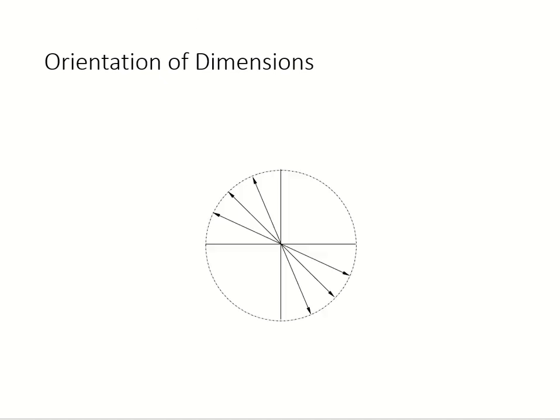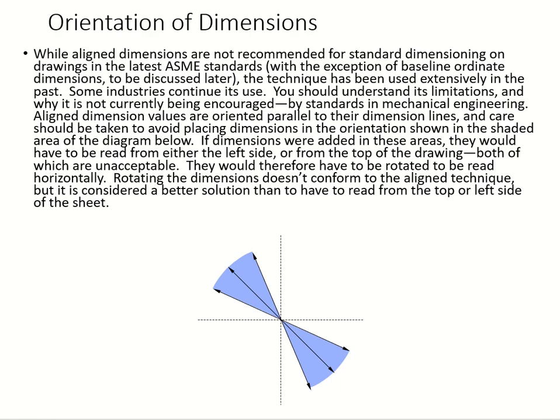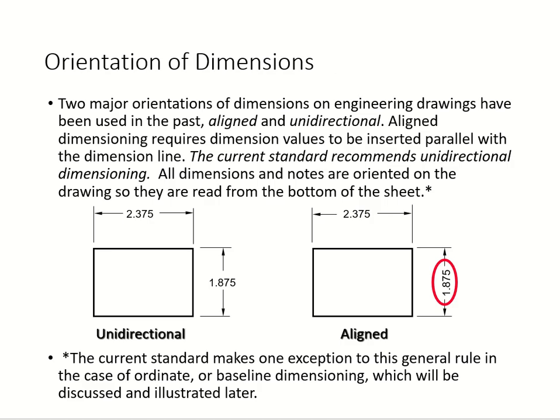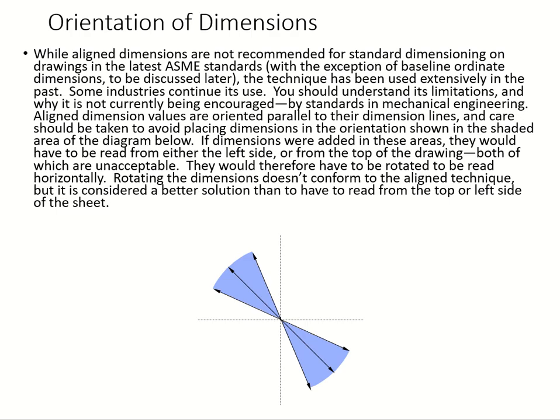Alright, next, this is just showing you the orientation. Orientation of dimensions. Here we are just talking about how we do the aligned dimension. Aligned dimension looks like this. Not very popular anymore, but some companies still use it. You have to understand its limitations.